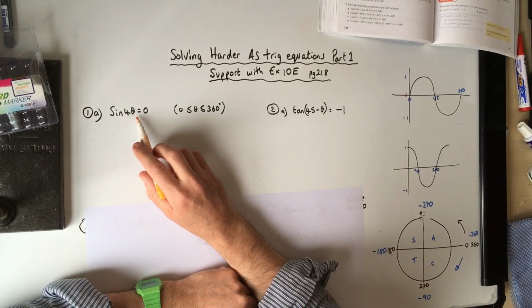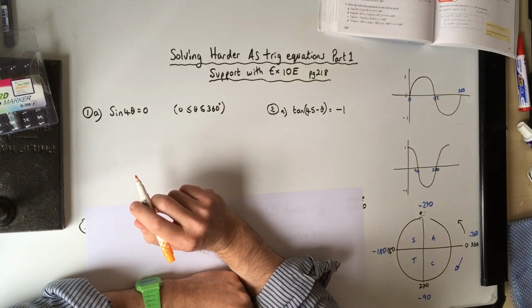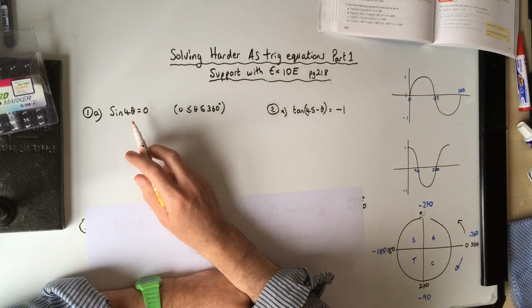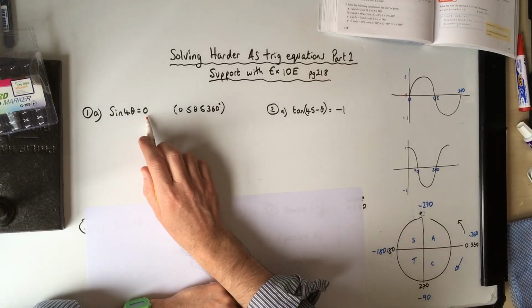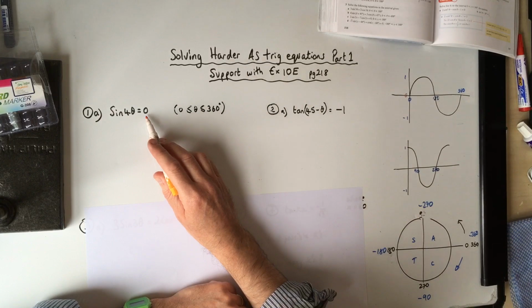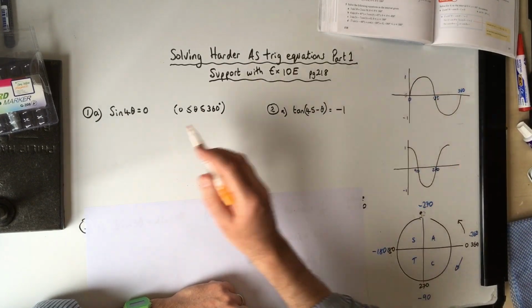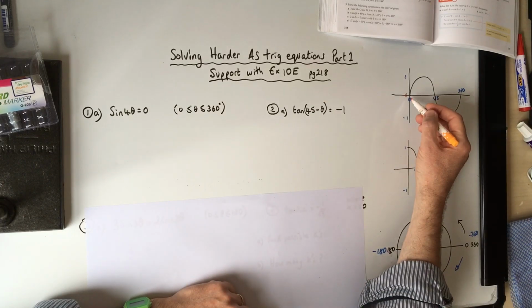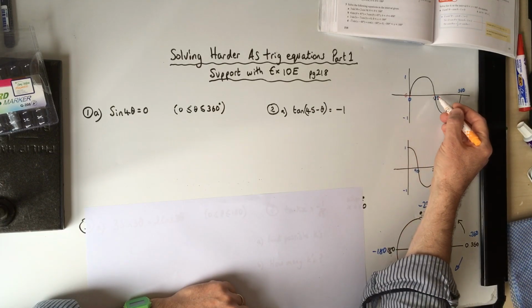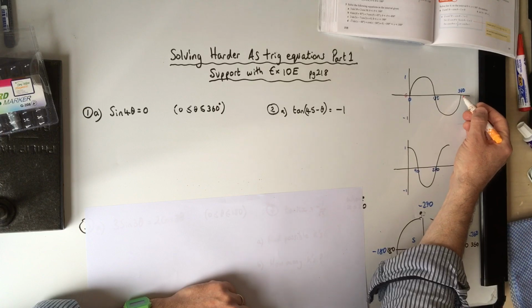1a is sine 4 theta is equal to 0. Very similar to the example that we've done, and hopefully you've just watched. So I don't use the cast wheel for this. I use the actual graph, because I'm at the limits of 0 and 1, in this case 0. So where is sine theta equal to 0? It's 0 at 180 and 360.